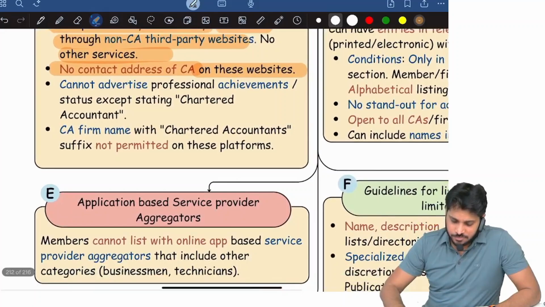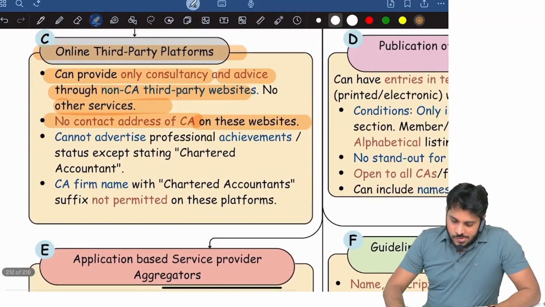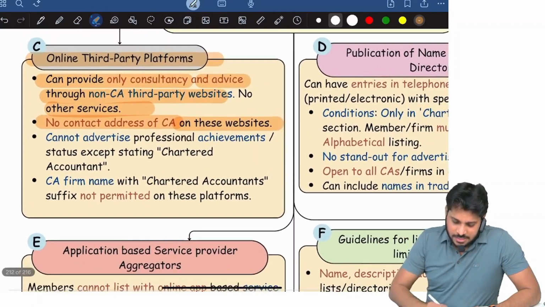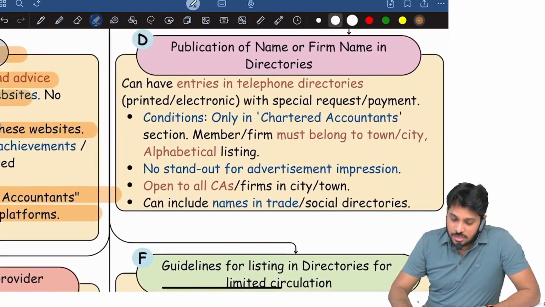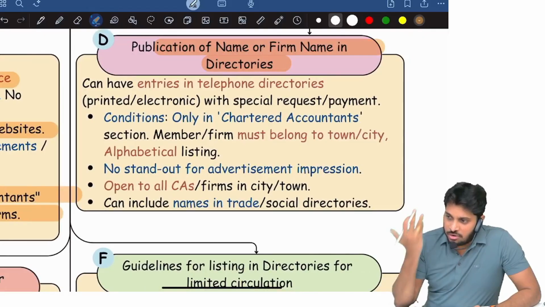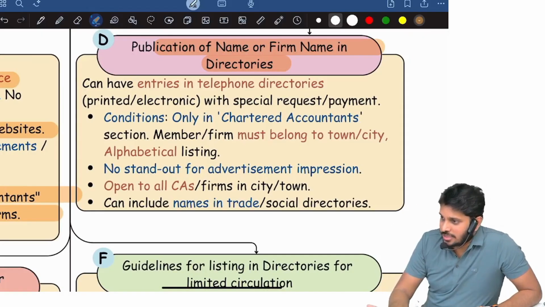Next, CA firm name and all is not permitted to be mentioned on these online third party platforms. Now what about telephone directories? This and all are olden days. Nowadays who is using a telephone directory?